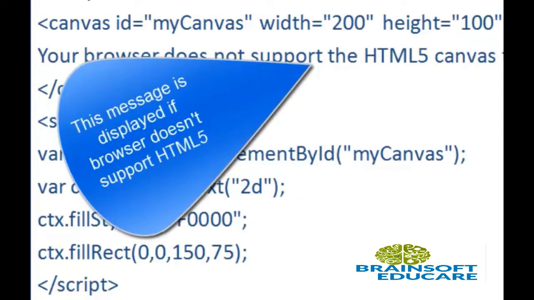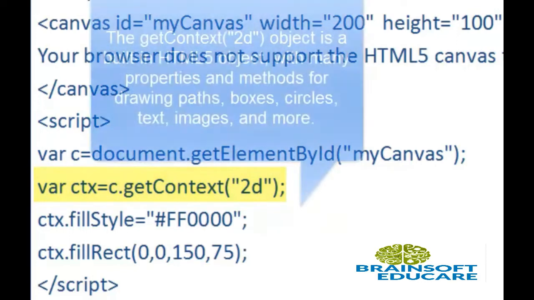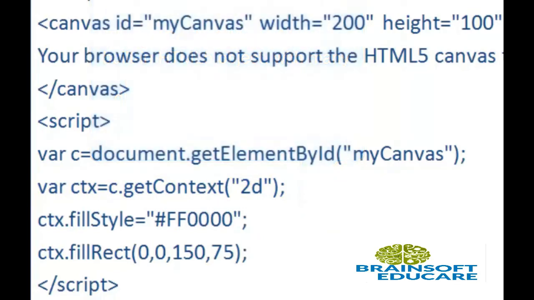So in JavaScript, first of all, we are getting the reference to our canvas element using the document.getElementById method. Then comes the getContext object. The getContext object is a built-in HTML5 object with many properties. Here we must specify the 2D parameter which stands for 2 dimension.